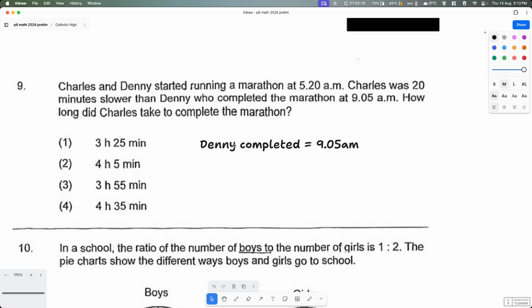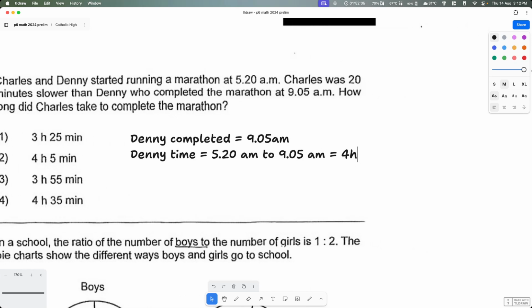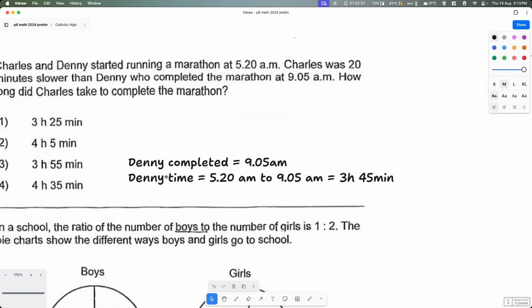So Danny completed at 9:05. That means Danny's time is 5:20 a.m. to 9:05 a.m., which is basically 4 hours and 15 minutes. No, 5:20 to 9:05 is not. It's 45, so 3 hours and 45 minutes. Let me break this down and draw a line so it's easier to see.